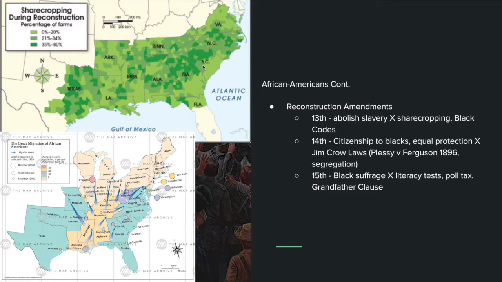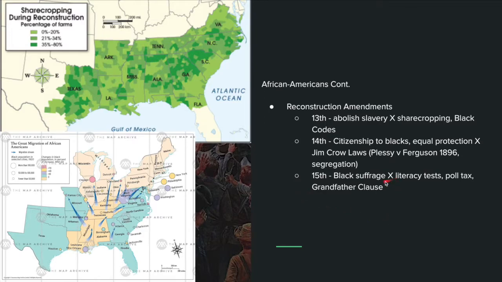But again, the South is going to pass things like literacy tests, so you need to be able to read to vote. They're going to pass poll taxes where you have to pay to vote. And obviously, with sharecropping and black codes, African Americans cannot afford to pay these poll taxes.